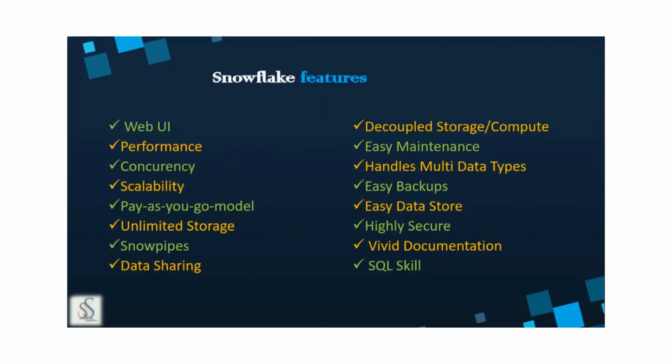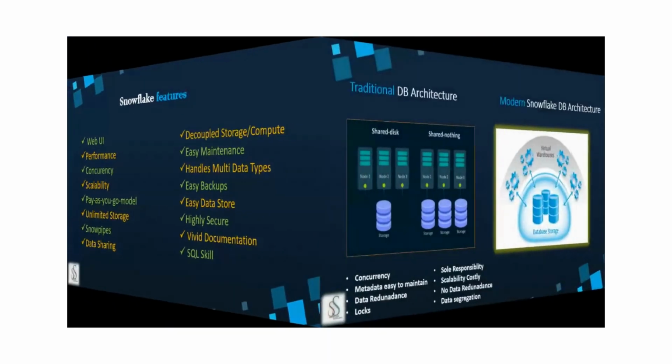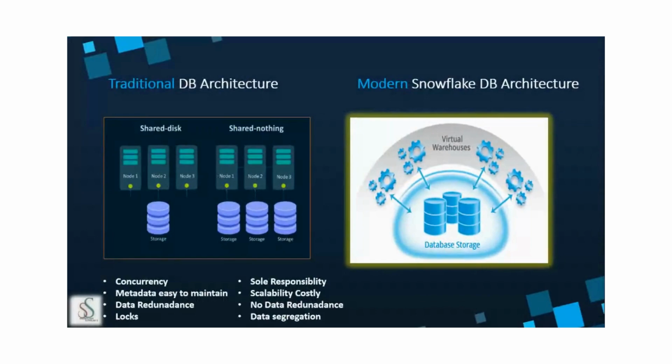So in the last session, we discussed what is Snowflake, what are the benefits and features of Snowflake, and why companies prefer to use Snowflake. Also, we discussed the traditional DB architecture, shared disk and shared nothing architectures, and the modern Snowflake DB architecture, which is a combination of shared disk and shared nothing, and the benefits of this combination.